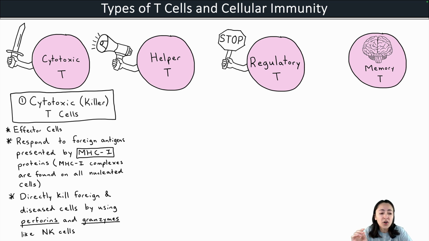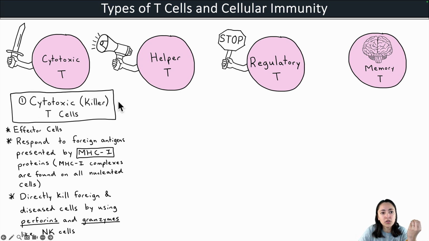Cytotoxic T cells are called killer T cells because they directly kill foreign and diseased cells by using two types of chemicals. Perforins, which perforate the cell membrane of the diseased or foreign cell, and granzymes, which pretty much digest the cell. These two chemicals are very similar to the chemicals used by natural killer cells, which you saw are involved in our innate immune response.